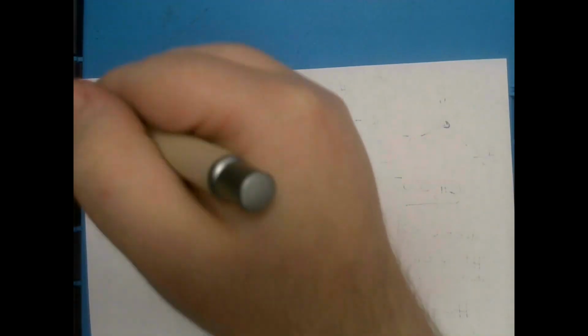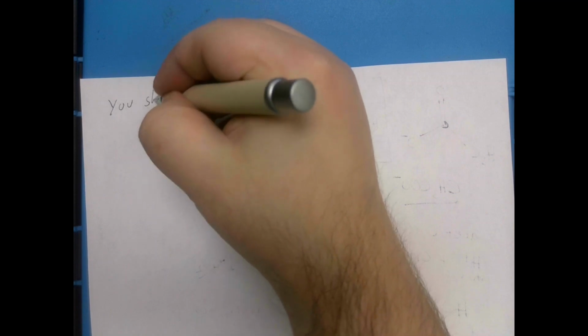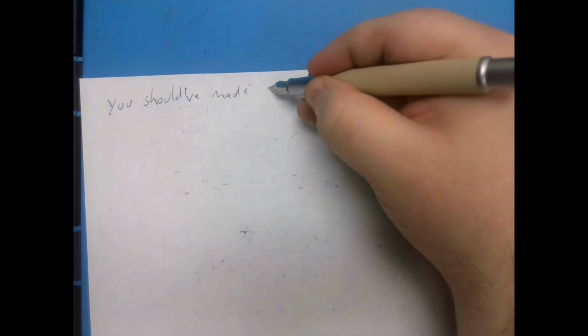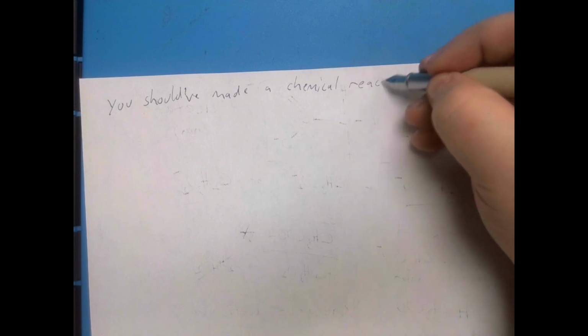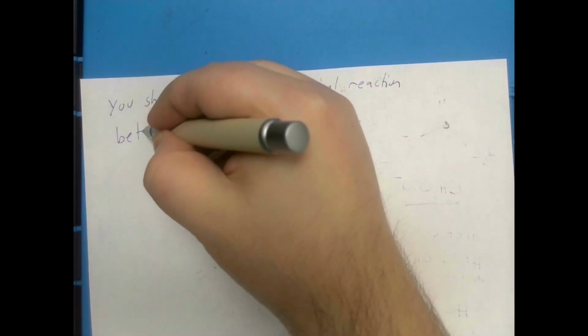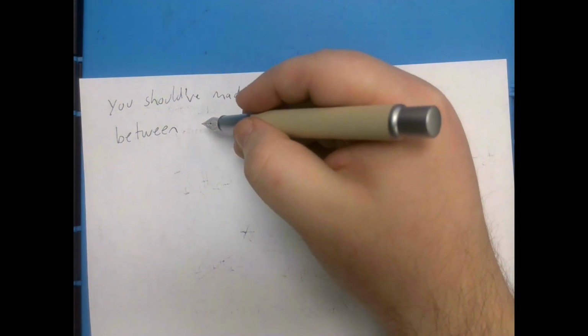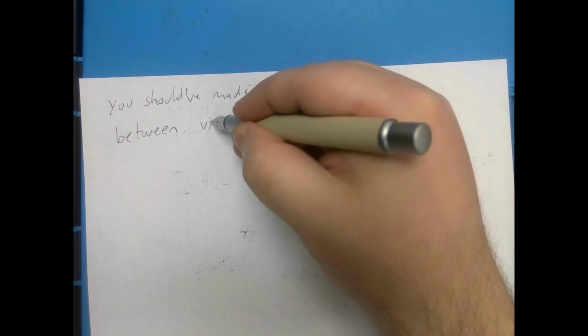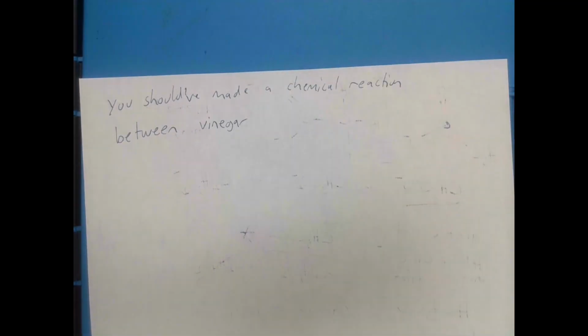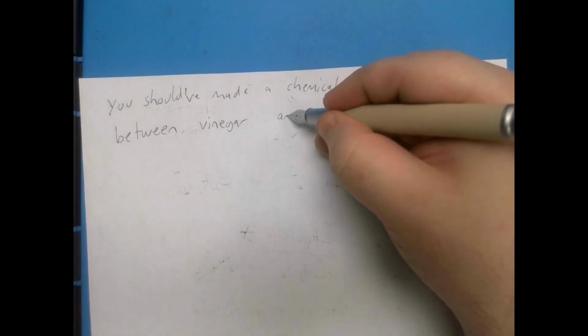So, the question: you should have, in elementary, made a chemical reaction. Or if not elementary, junior high. It's usually around 6th grade, which used to be elementary. But between vinegar and what? Baking soda.